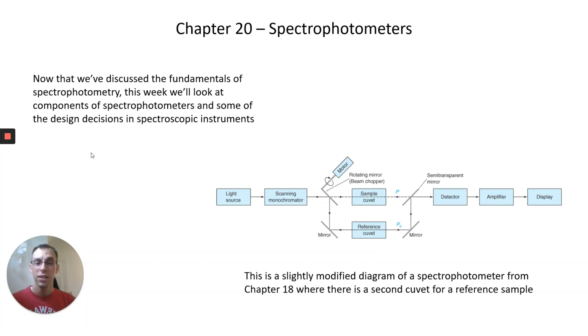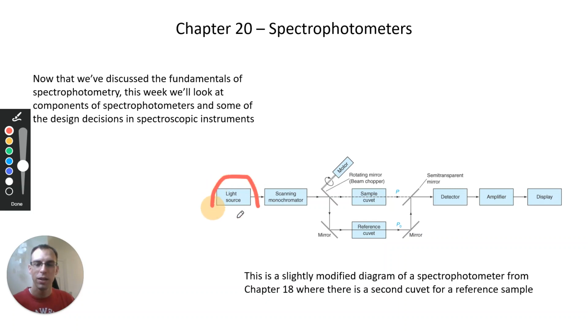So to get started, let's outline what we're going to talk about. And the best way to outline it for a spectrophotometer is just to look at the diagram of a spectrophotometer and think of the different parts that are involved. So this image I have here is a slightly modified diagram from the spectrophotometer we talked about in chapter 18. We've added a few extra things that are common in most modern spectrophotometers. So of course we have our light source. This will be the first thing that we talk about in this chapter. Then we have the monochromator, and then we have our cuvette.